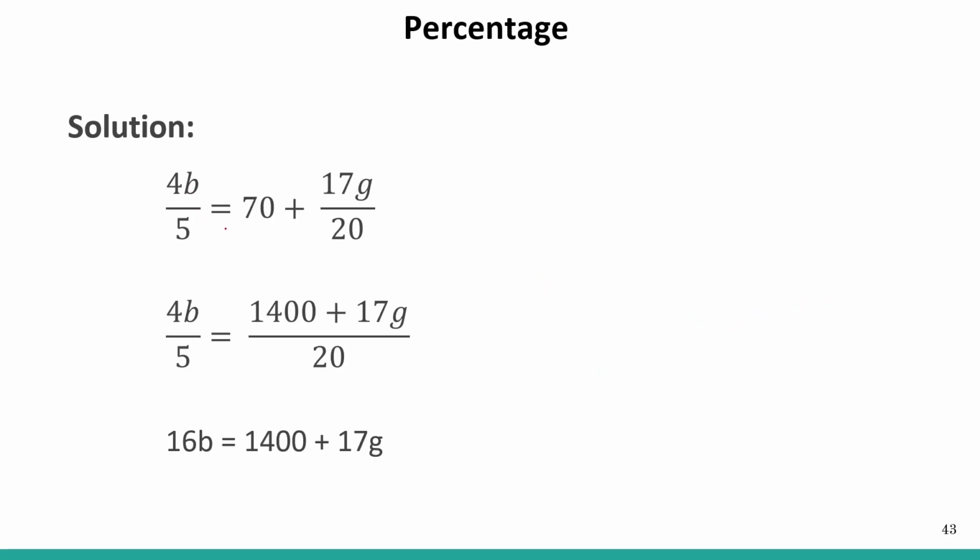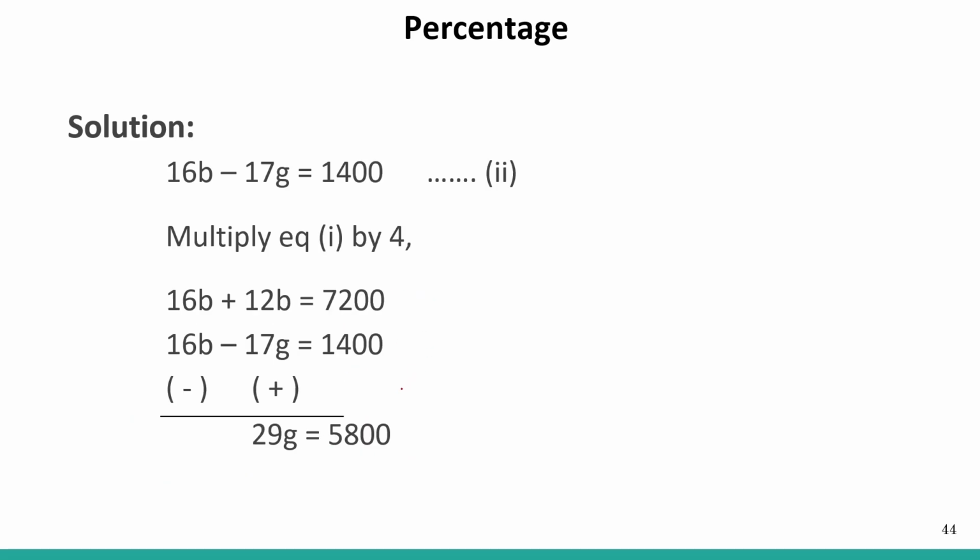So 4b by 5 is equal to 70 plus 17g by 20. This will be 16b equals 1400 plus 17g, with this in-between step. So their difference, 16b minus 17g, is equal to 1400.